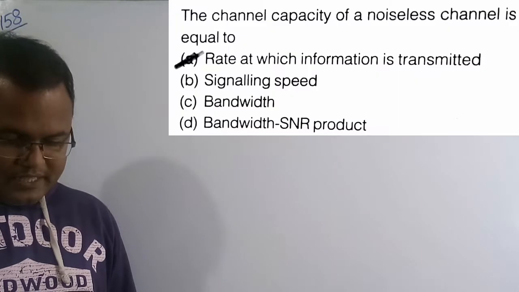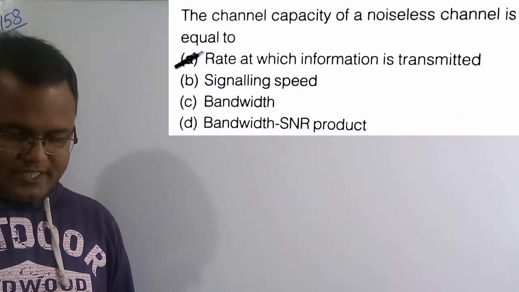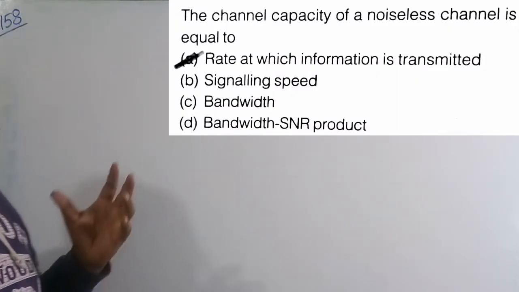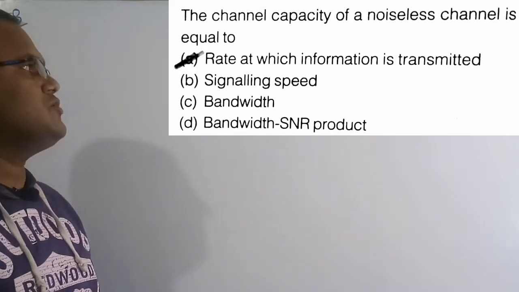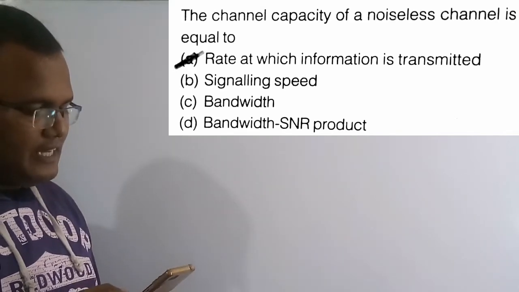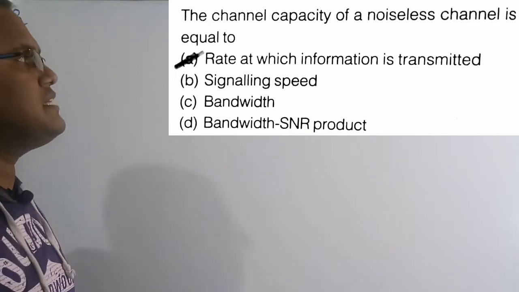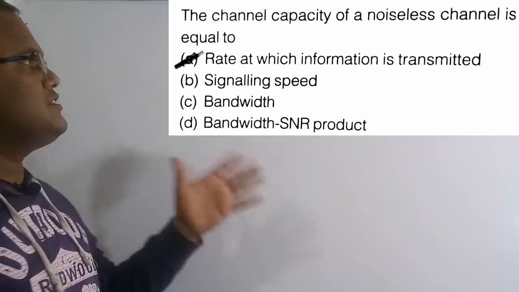See the question here. The channel capacity of a noiseless channel is equal to what? Out of these 4 options, option A, the rate at which the information is transmitted, is the correct solution of this question. So let's solve this question.